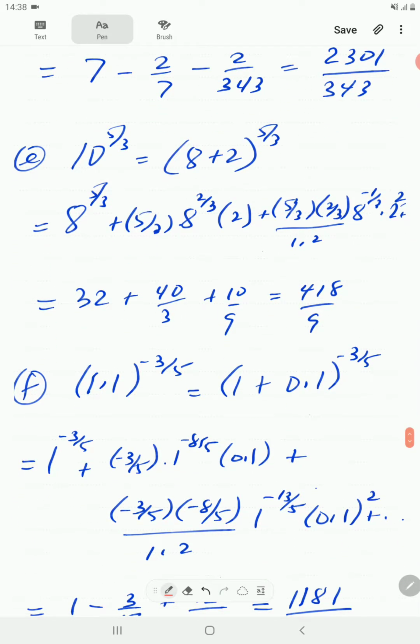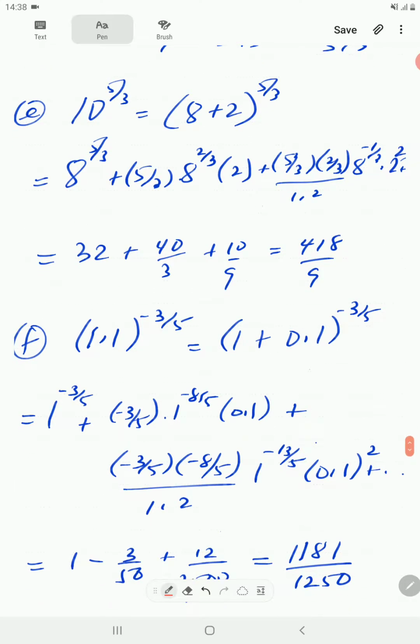10 to the power 5/3. So again, this is a cube root. So the closest cube number is 8. So write this as 8 plus 2 to the power 5/3. That is going to be your first term. And 5/3 times this. This minus 1 is 2/3 times 2. Then 2 factorial here. This minus 1 is negative 1/3, 2 squared now. And then that is what it's going to be as a fraction.